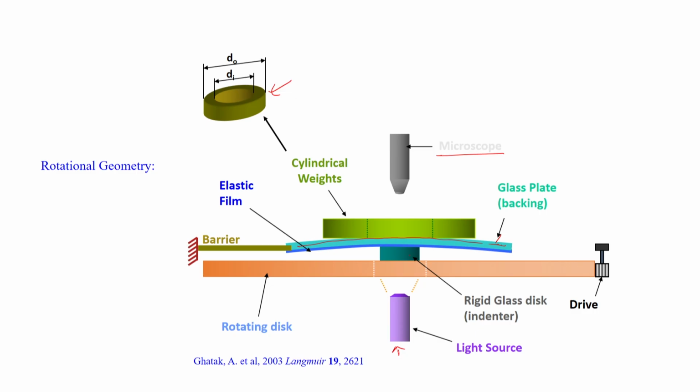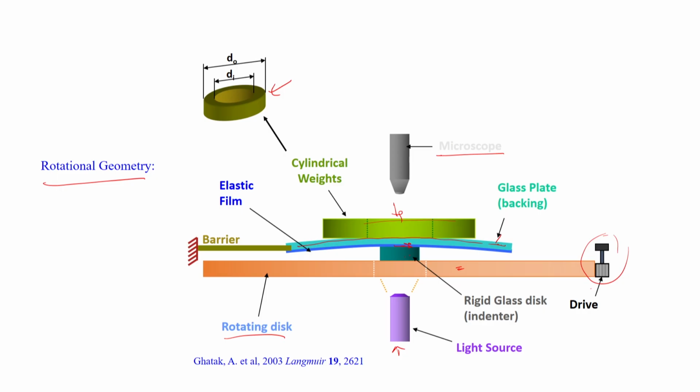And then this glass disc remains bonded to this bigger disc, which we call a rotating disc, and this rotating disc is rotated very gently using this motorized drive. So we are doing two things: one, applying a normal load from the top using these cylindrical weights, and two, using this drive we are also applying rotational shear. That is why we say this is a rotational geometry. So there is both a normal load and a rotational shear load.